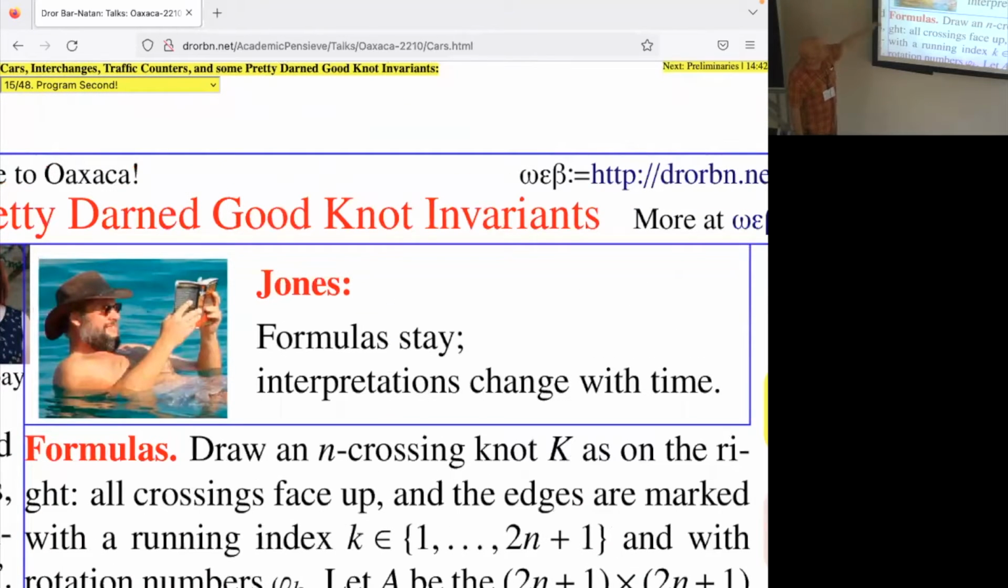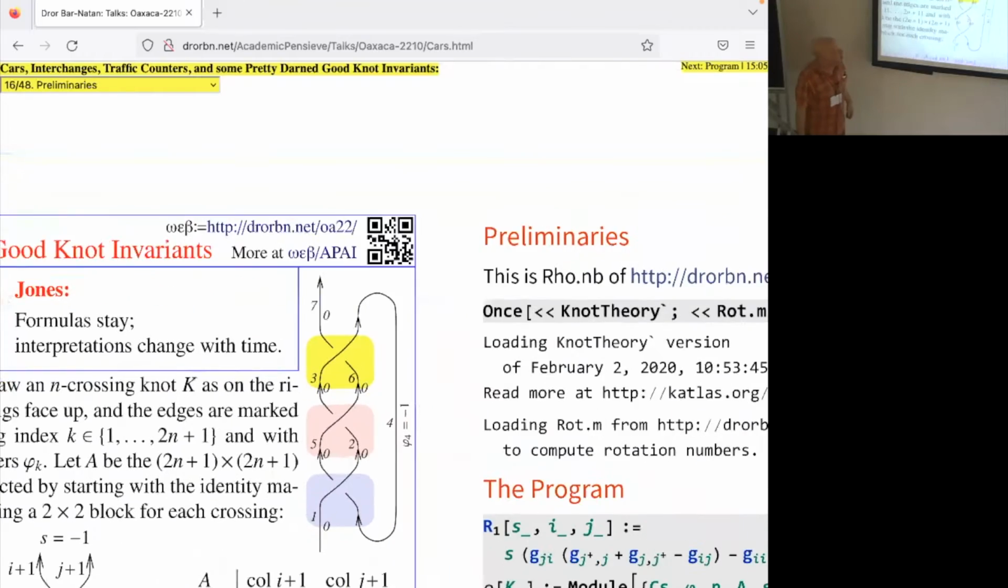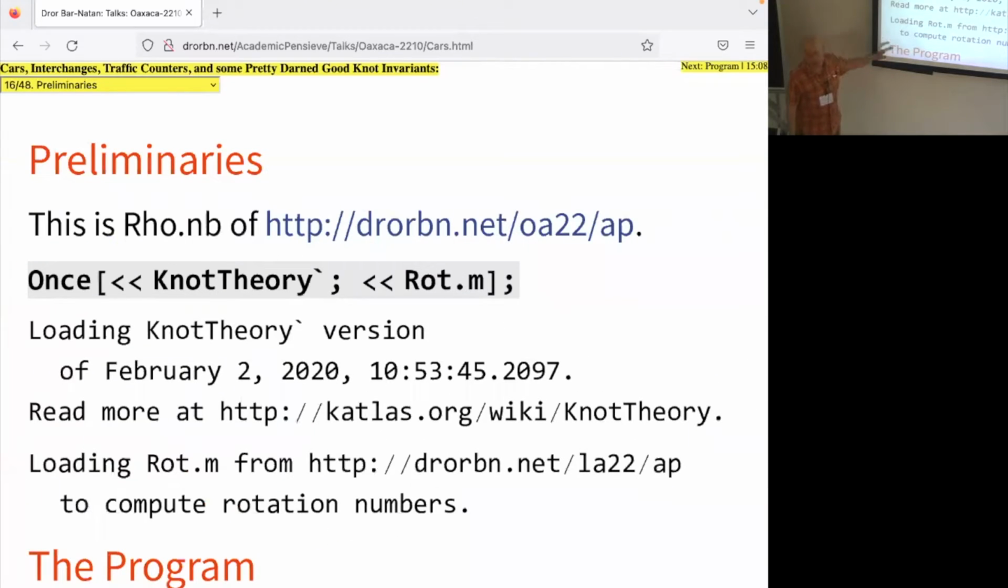So you see, I took Jones's advice to heart and generalized it. So I no longer even believe myself when I write formulas. I only start believing myself when I write computer programs and the computer programs run. So before telling you anything about cars and interchanges and all that nonsense, here are the programs. You can find these programs at this URL that I gave you.